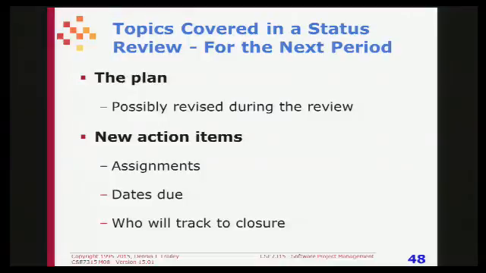And one of the things you do in a status review is you talk about what you think is going to happen by the next review. For example, you give action items to people and say, I expect you to resolve this by the next review. And the other thing you may do is look at the action items from the previous review and say, what's the status of all those action items? You tend to do that sort of thing during a status review.